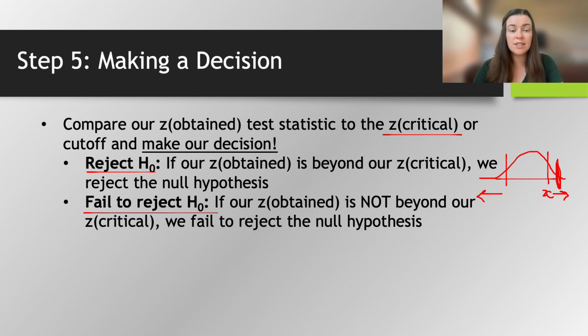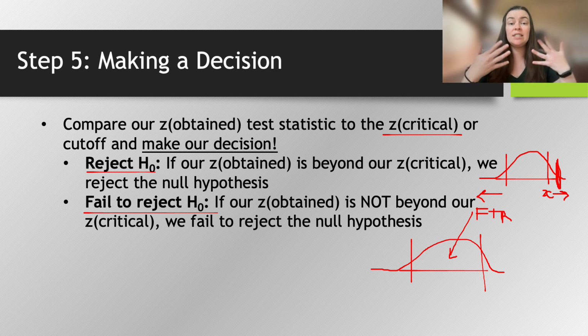However, if our z obtained is not beyond our z critical, we fail to reject the null hypothesis. So written out here on my standard normal curve, we set our two z critical boundaries here. Let's say our z obtained falls within our safety zone here. We would then fail to reject. A way I like to think about this is I sometimes map this out myself when I'm working through these problems. My fail to reject zone, or my safety zone, is going to be the middle of my distribution. Let's think back all the way to the beginning of this lecture, where we know in a normal distribution, our mean, median, and mode are always going to be our center point.